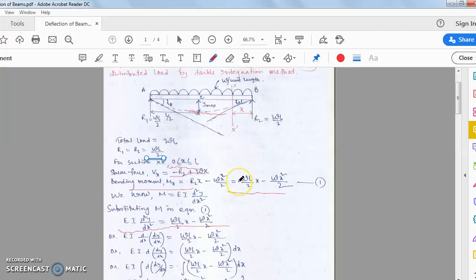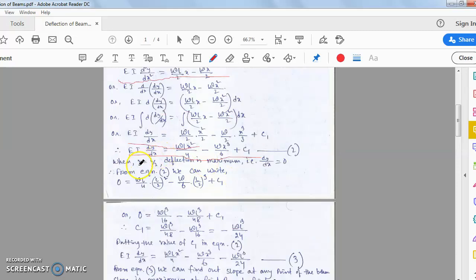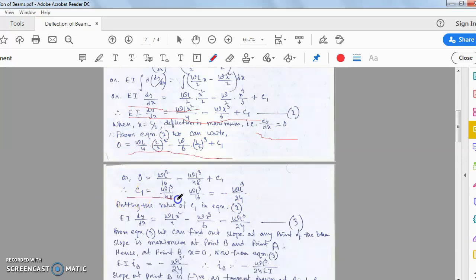So dy/dx or slope is 0 at the point x equal to L by 2. So you will have to put x equal to L by 2 and dy/dx equal to 0. From this expression we will get the value of C1. Now we will put the value of C1 in equation 2. You finally get an equation like this. So this is the equation that will tell you the slope at any particular point of the beam.